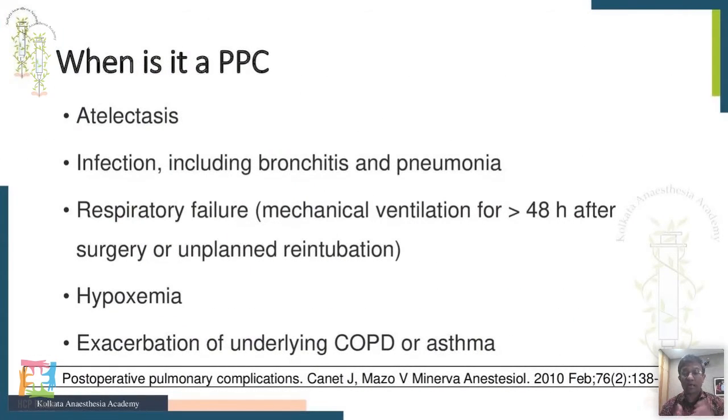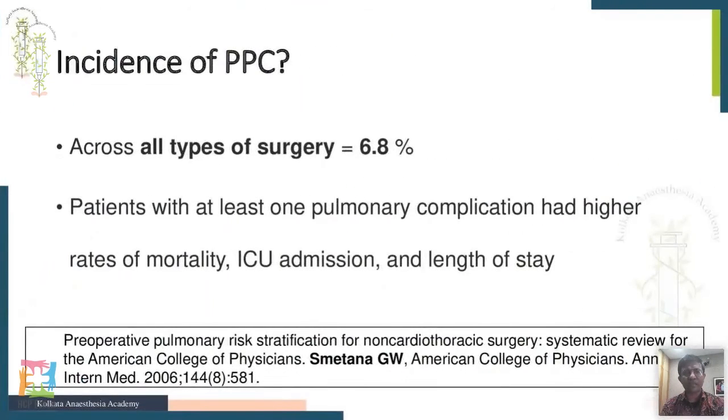Going by this definition, the causes are a very wide spectrum: atelectasis, infections like bronchitis and pneumonia, respiratory failure, which is defined by the necessity of mechanical ventilation for more than 48 hours post-surgery or an unplanned reintubation, episodes of hypoxemia, and exacerbation of underlying disease, like COPD or asthma. So this is what is defined as postoperative pulmonary complication.